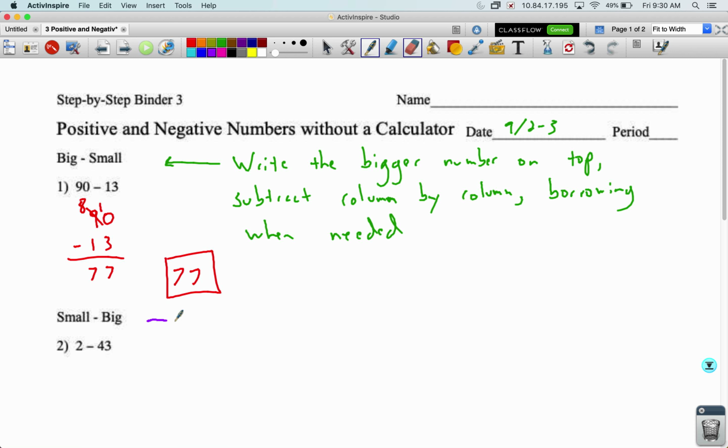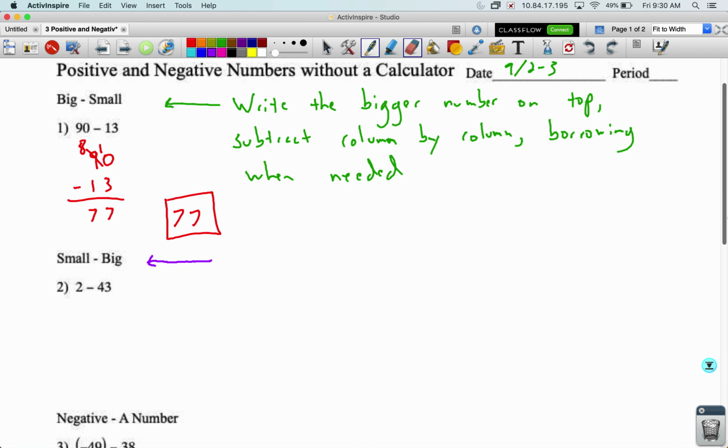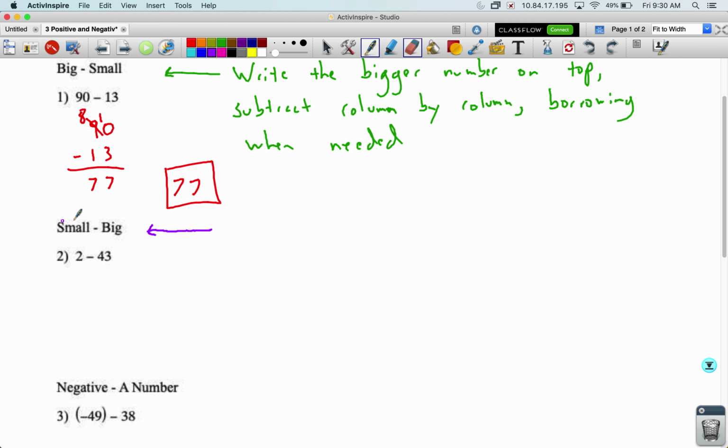All right. So that's the majority of the subtraction we do, is a bigger number minus a smaller number. But there's no reason we can't do a small number minus a big number. We're just going to go into the negatives with our answer. So if I have $2, but then I spend $43, now I've got negative money. I have debt. So how are we going to do this? So what we do is we still write the bigger number on top.